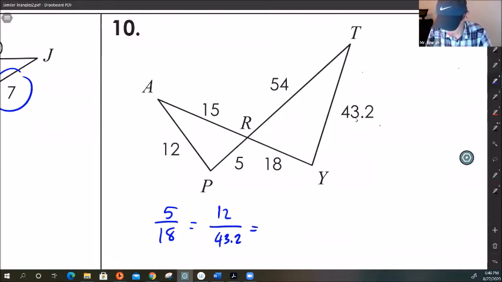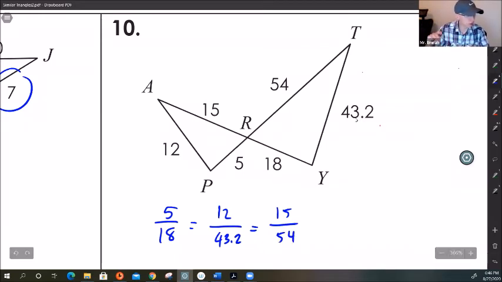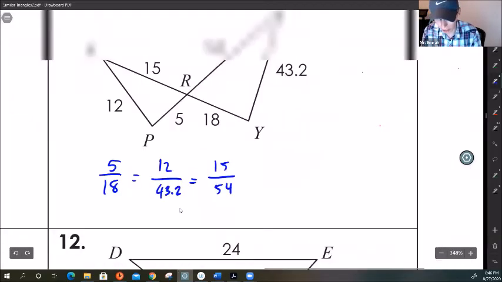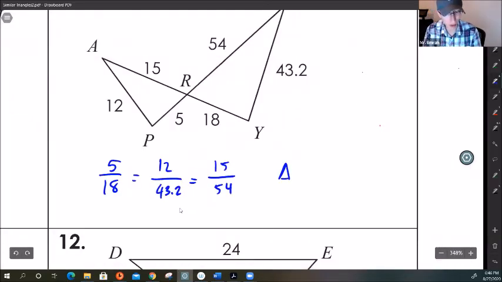Okay, 15 to 54. And if you put that in a calculator, you will indeed see that they're all equal to each other. As a matter of fact, yes, they are similar. Now, guys, I want you to also write down the similarity statement. If I write the first part of that similarity statement, one of the triangle names, following any order here, let's say I go with PAR, is similar to. Can you please write down 3 letters for the next one?